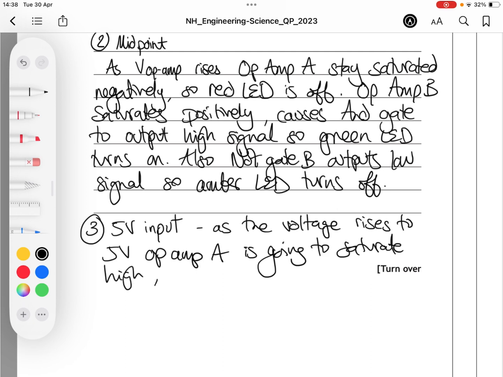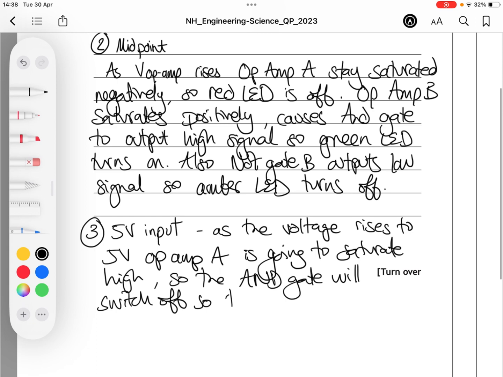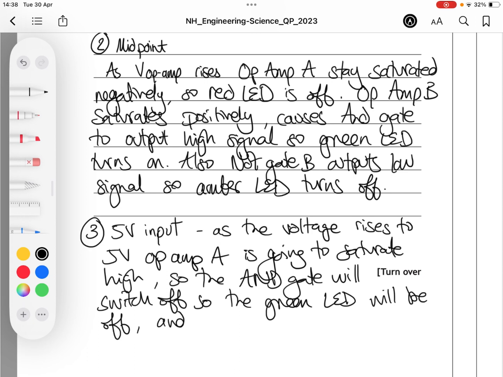And so the AND gate we know is going to be switched off, but the red LED is going to be switched on. Don't forget to say the AND gate will switch off, so the green LED will be off. And the red LED will turn on.